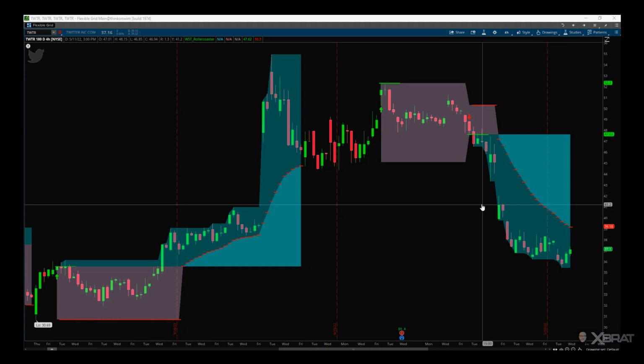So the roller coaster really is a stochastic MACD cross strategy with a few extra sort of buzzers from some EMAs and things like that. And all the work is done behind the scenes. It just prints on there.